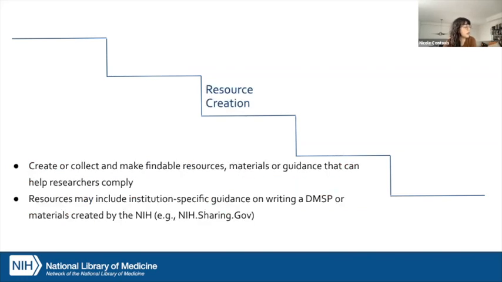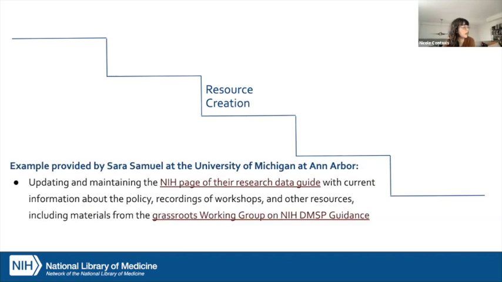Next is resource creation. So this is creating, collecting, and making findable resources, materials, or guidance that can help researchers comply. These resources may include institution-specific guidance on writing a DMSP, as well as materials created by the NIH. Something I like to emphasize here is that there are a lot of different working groups of librarians creating these resources and materials. So before you go and try to make something from scratch, looking at what other folks are doing might be a good place to start.